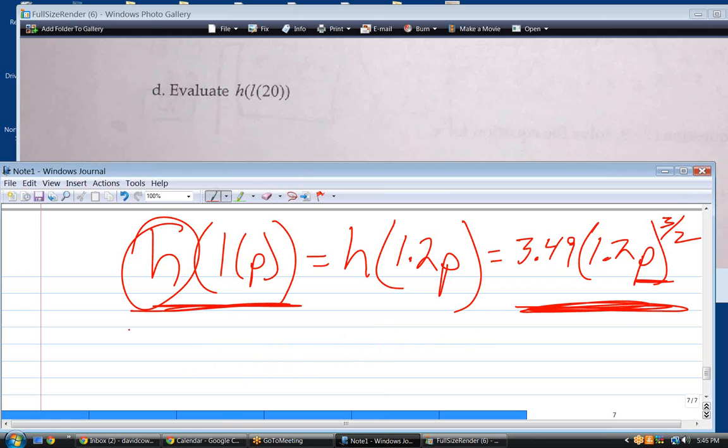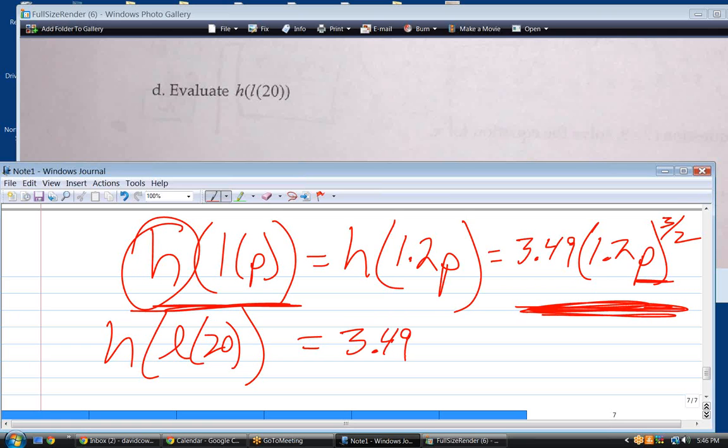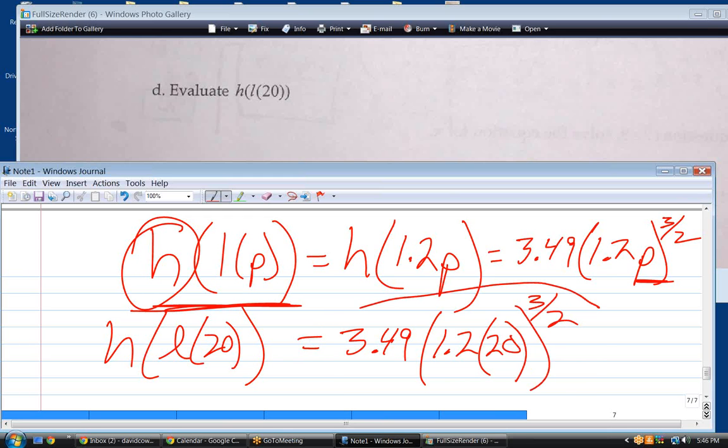the next line, H of L of 20 is what? Not a number, but the equation. So the H equals... Hold it. Let's just fill it in. Here's our equation for H of L of P: 3.49 times 1.2 times 20, all raised to the 3/2. Now you can get a number for that.